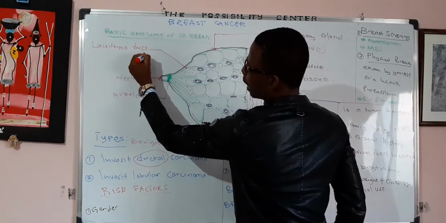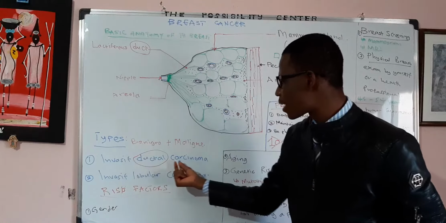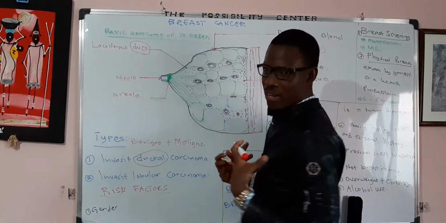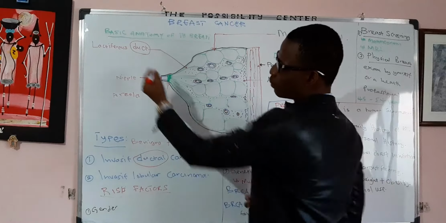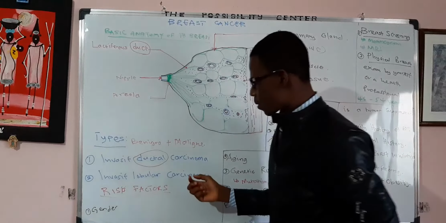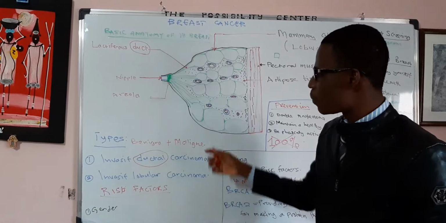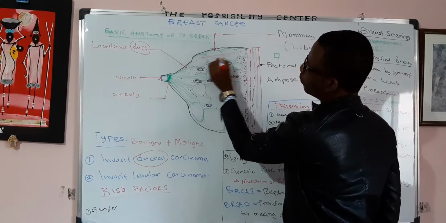That is the lactiferous duct. So we have invasive ductal carcinoma. That means it starts from the duct that transfers the milk from the gland to the nipple. It starts from the lactiferous duct. And we have the invasive lobular carcinoma. That means it starts from the gland itself.